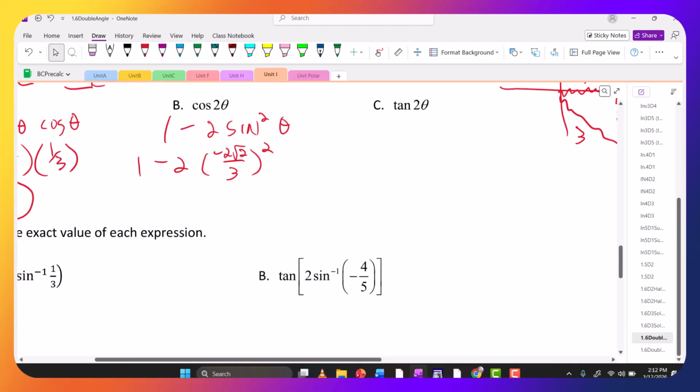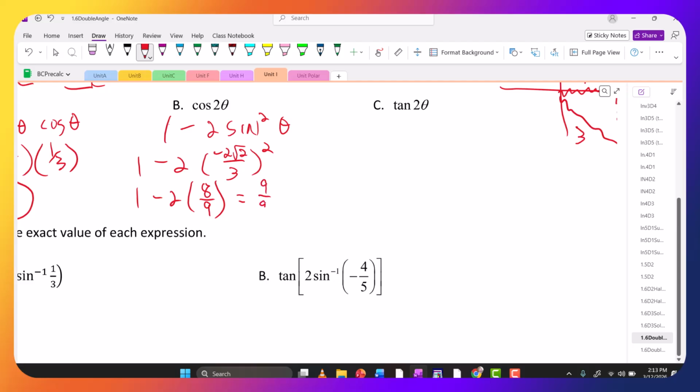What's root 2 squared? What's 2 times 4? So this is just 8/9 in here, and then I got to proceed on. That becomes 16/9. So I'm going to write 9/9 for 1 minus 2 times 8 is 16/9. 9 minus 16 is negative 7/9.